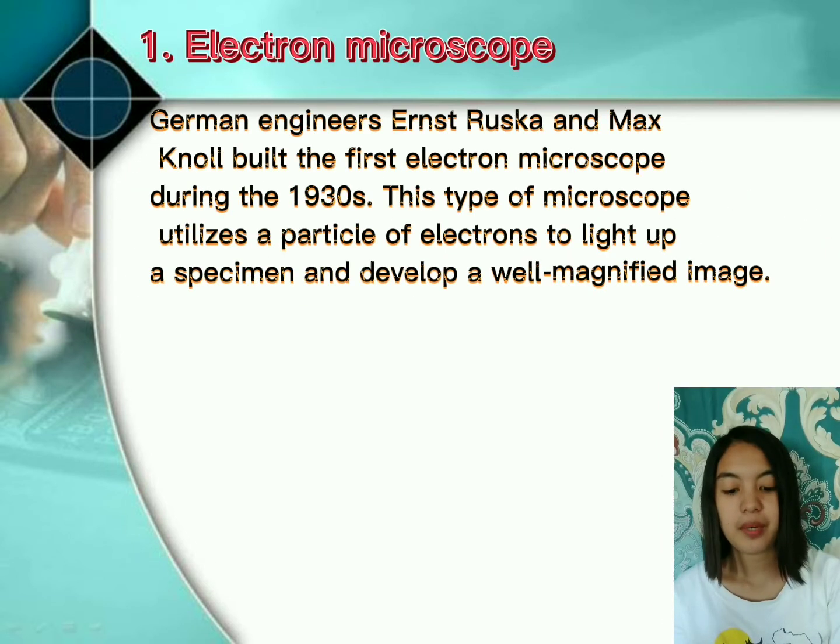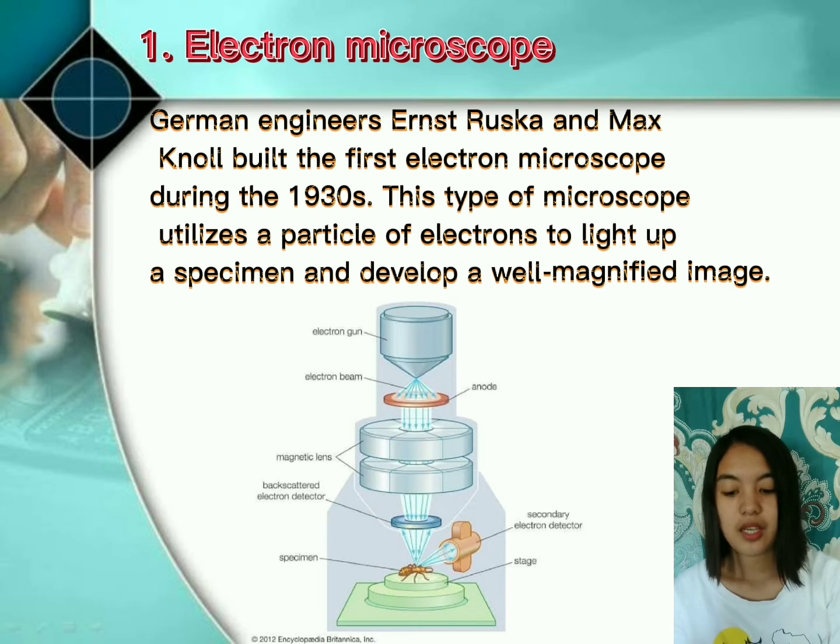Electron microscope. German engineers Ernst Ruska and Max Knoll built the first electron microscope during the 1930s. This type of microscope utilized a particle beam of electrons to light up a specimen and develop a well-magnified image. Electron microscopes produce higher and better resolution than older microscopes because they can magnify objects up to 1,000,000 times, while a conventional light microscope can magnify objects up to 1,500 times only. Scanning electron microscope or SEM and transmission electron microscope or TEM are the two general types of electron microscope.